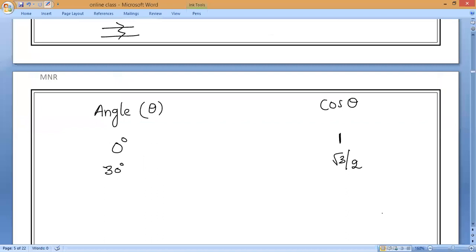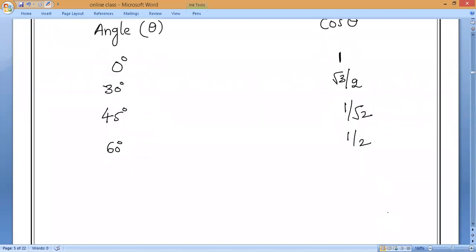Next, if the angle is 45 degrees, the value is 1 by root 2. Next, if the angle is 60 degrees, the value is 1 by 2. And if the angle is 90 degrees, what will the value be? Cos 90 is 0, so everything, force and all, work done will be 0, because cos 90 is 0.